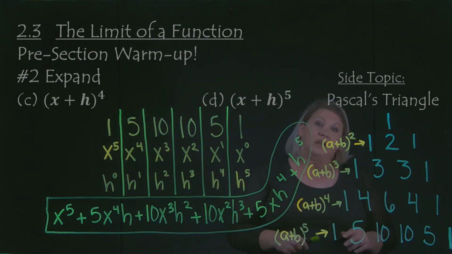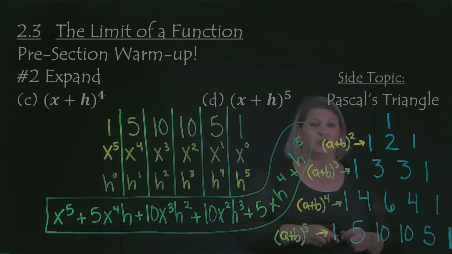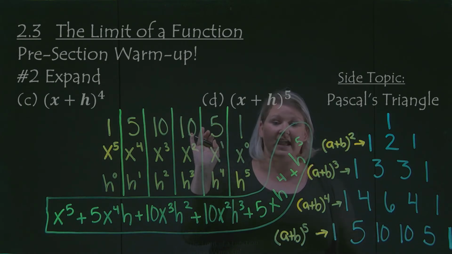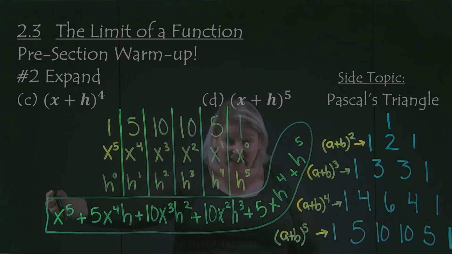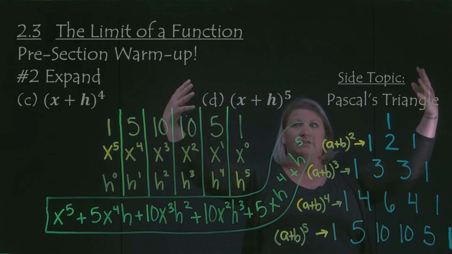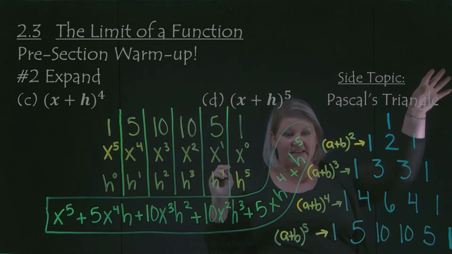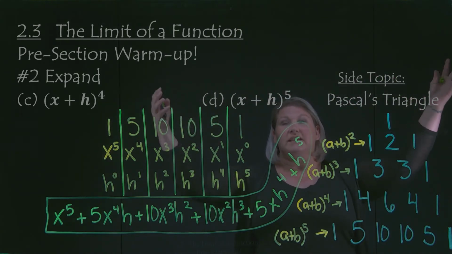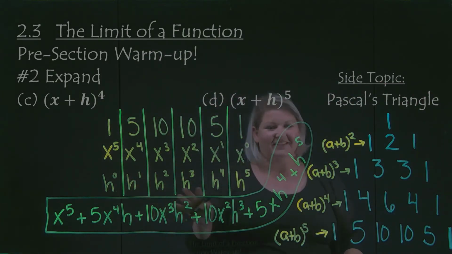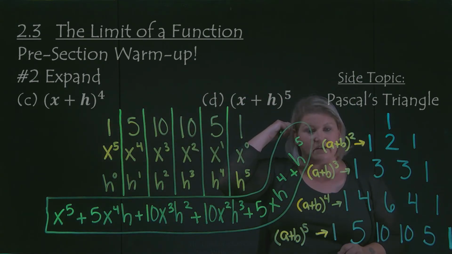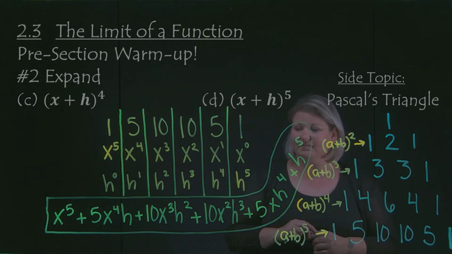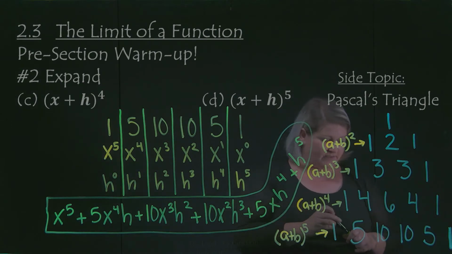Now, again, Pascal's triangle is just a shortcut. You are more than welcome, if you want to do x plus h to the 5th power the long way, you can. Just square it a couple times, square it twice, and then multiply those together. That'll give you x plus h to the 4th, and then take that x plus h one more time, and then you'll have it. You can do this in 5 minutes. You can do it the long way in about 10, maybe 15. It'll take a long time. But you just want to make sure you're coming up with the same answer.